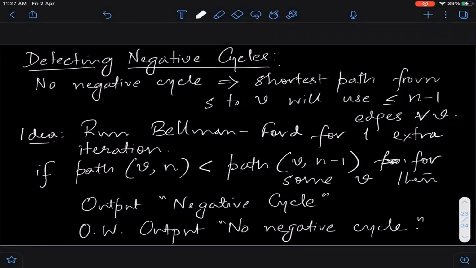Correct? So the question is, is the procedure, the modification to Bellman-Ford, clear to everybody, or are there still some doubts?